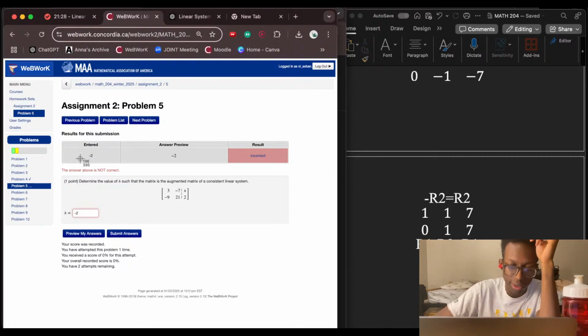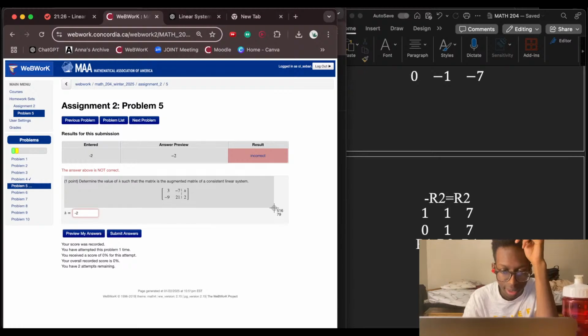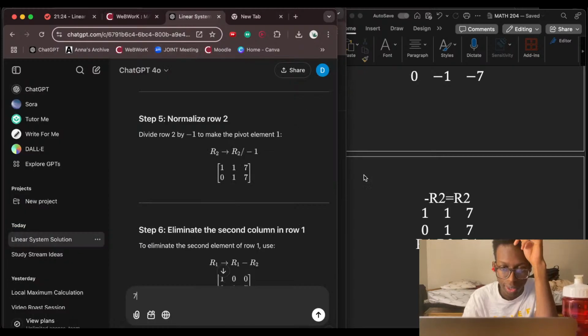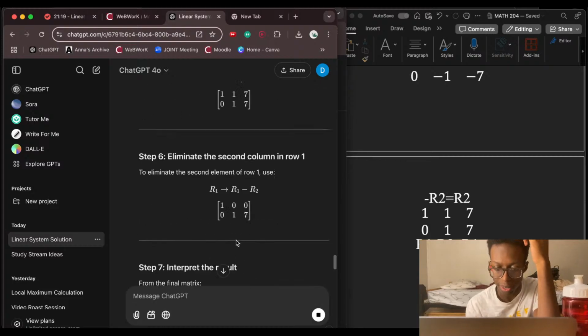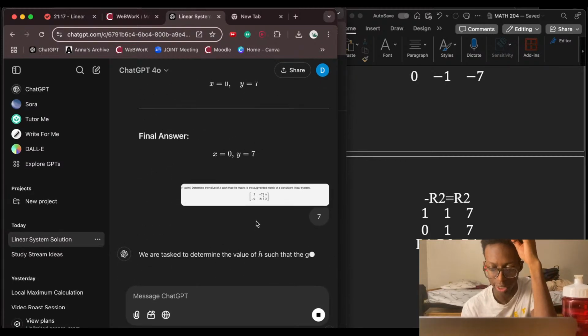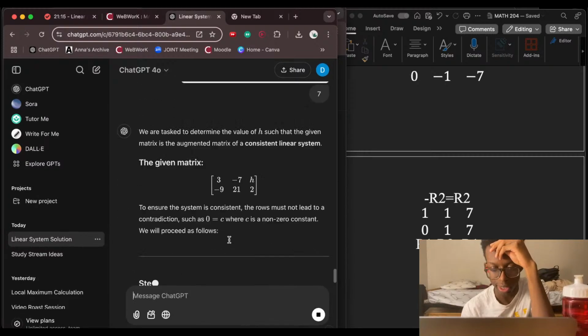Because you want it to be 0, 0, right? I'm pretty sure it's 2. Or is it 2 or -2? It might be 2. It might be -2. I think it's 2.